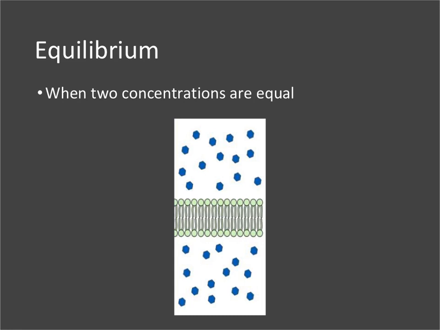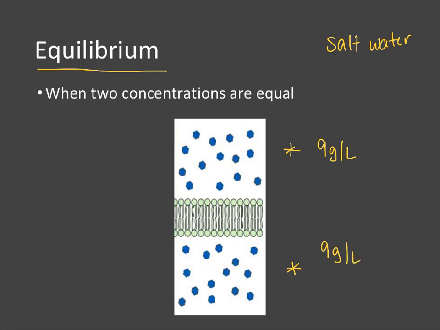When the concentrations of two solutions are equal or the same, we call that equilibrium. That means that whatever the concentration is in this area is going to be the same as the concentration in this area. So for example, if we were looking at our saltwater example that we used on the previous slide, we could say that this area has 9 grams of salt per liter of water. If there is equilibrium, it means that this area also has 9 grams of salt per liter of water. And so this is equilibrium in which these two values are going to be the same.